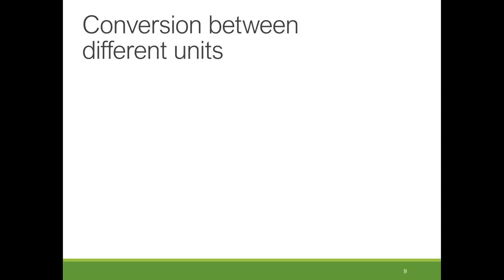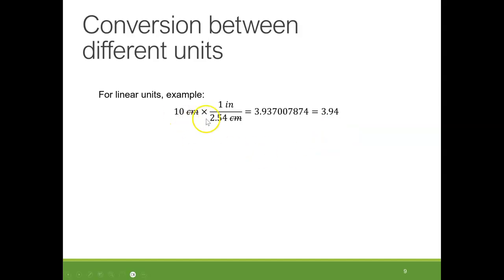So again, something I'm hoping is largely review is converting between two units. Probably did this extensively in your chemistry class. If we want to convert a linear unit, say from centimeters to inches, I know that 1 inch is 2.54 centimeters. So I make sure I line up my units on a diagonal, so the top of this fraction and the bottom of this fraction both need to be in centimeters. And then we just multiply across.